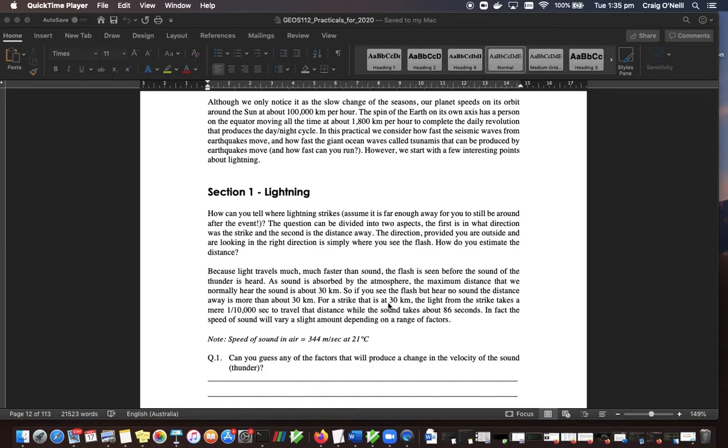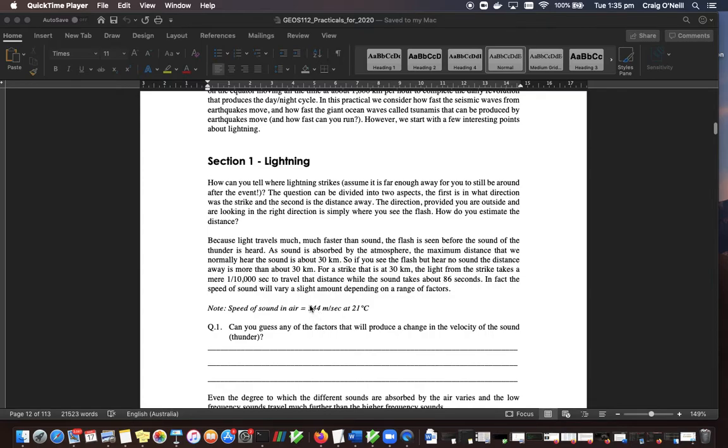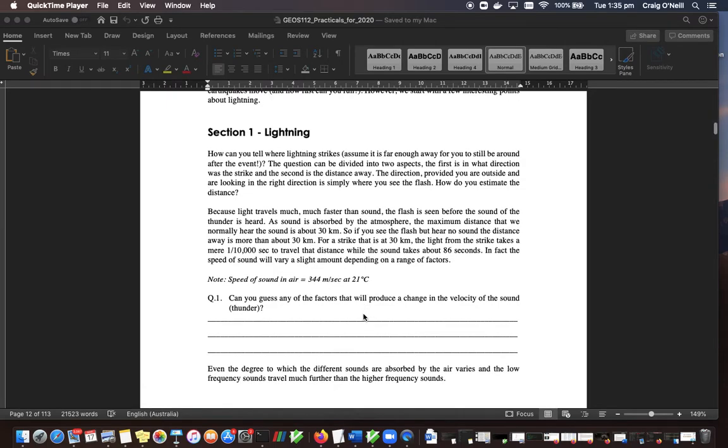Normally you'd see the flash of lightning and then you'd hear the thunder. If you hear thunder as a very low rumble, the maximum distance you may get to hear it is around 30 kilometers away. The speed of sound in air is about 344 meters per second at 21 degrees, and the first question in this prac is to get you to consider any factors that may produce a change in the velocity of the sound in the air.